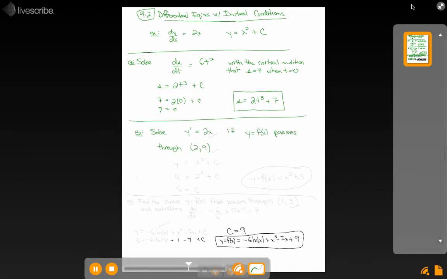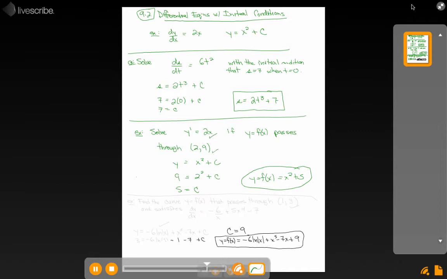So I'll go back to this relatively easy derivative equals 2x, but we're told that the original function passes through (2, 9). So I take the antiderivative to say, well, it's x squared plus c. Then I put in 9 for y and 2 for x, and I solve and figure out that c equals 5. So the function that I'm looking at here, y equals f of x, was x squared plus 5.